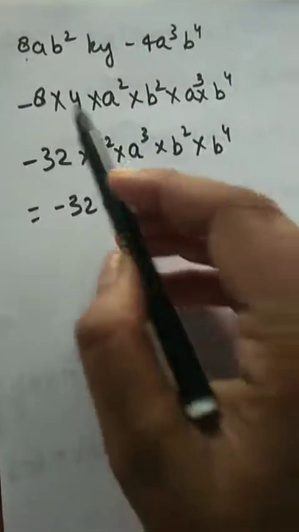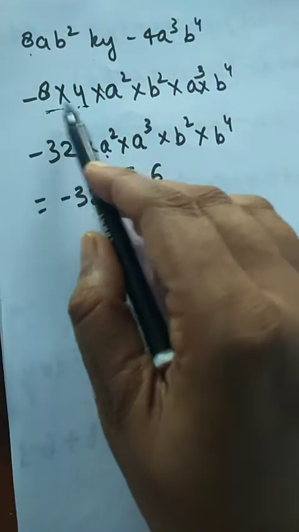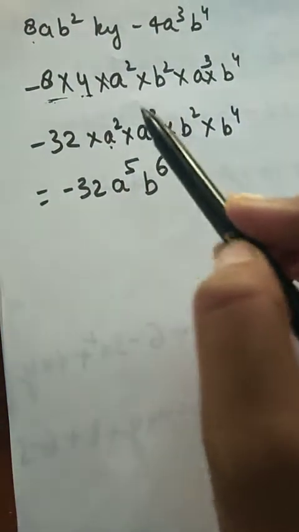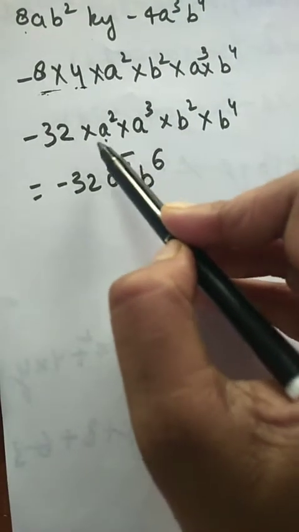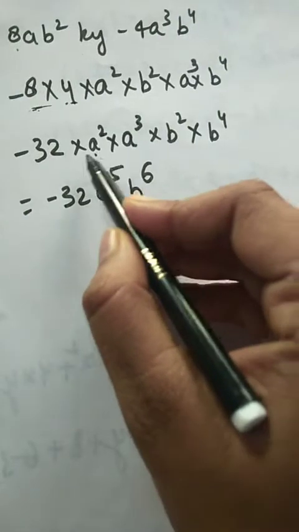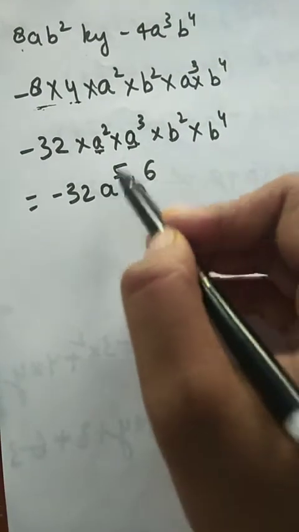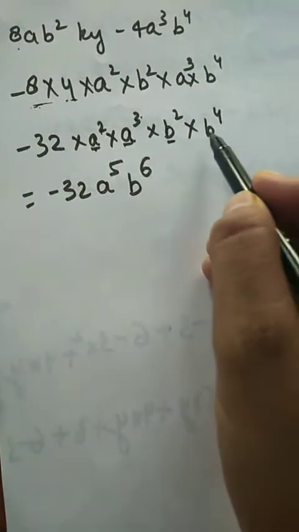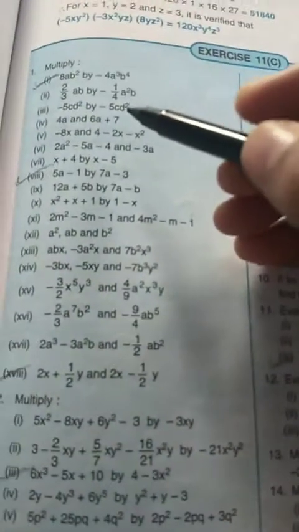So we will multiply only the constant terms. We will multiply only the constants, that is numbers, but we will not multiply powers. We will add the powers of the same literals. As you can see here a, and we got a here, so we will write a one time and we will add the powers together. Again b, so we will write b one time and add the powers. In this way we are going to do these questions.